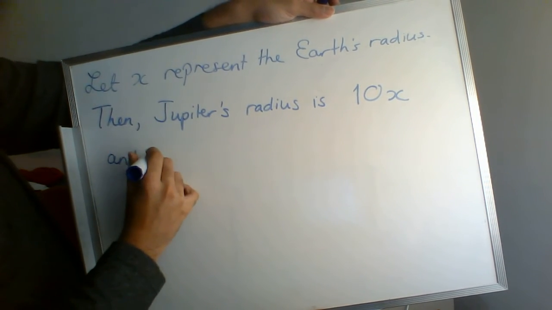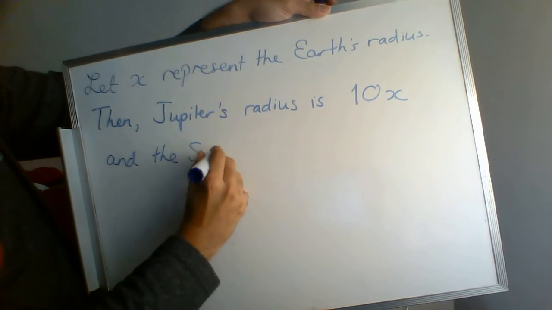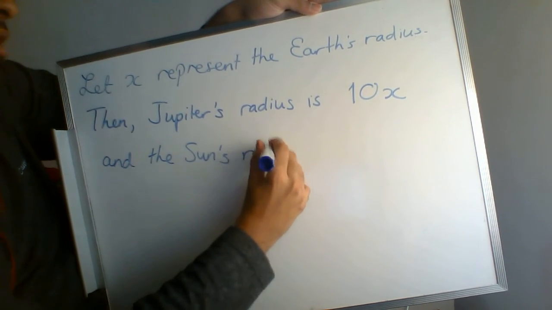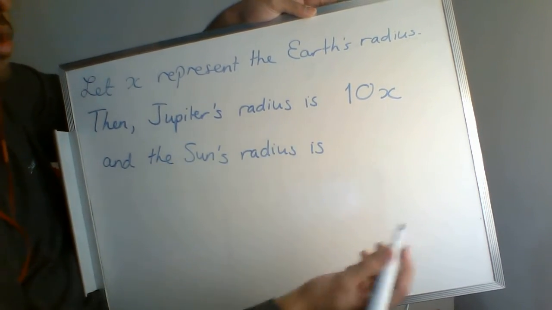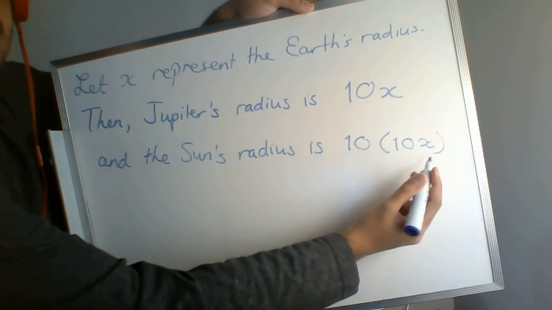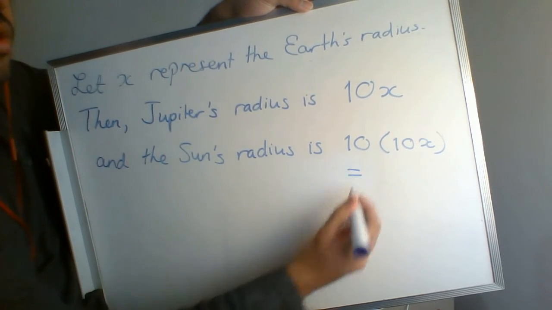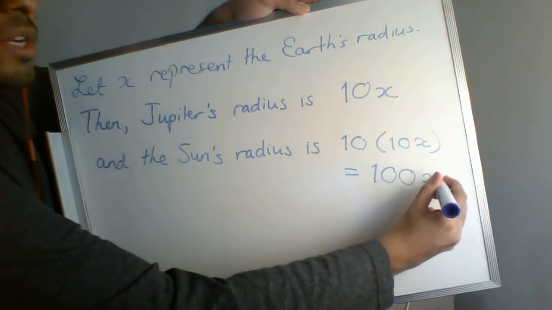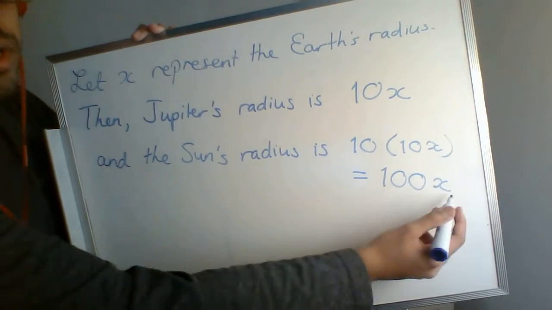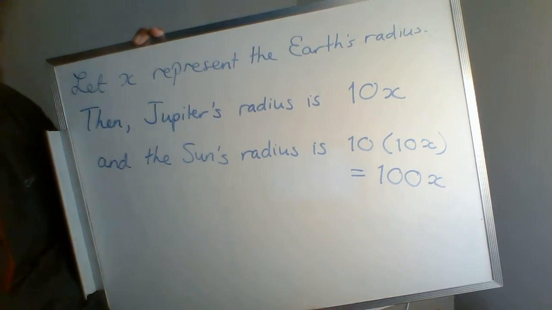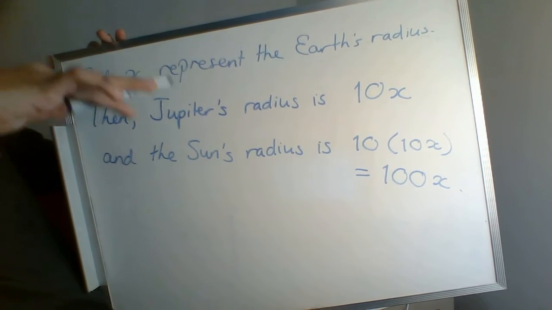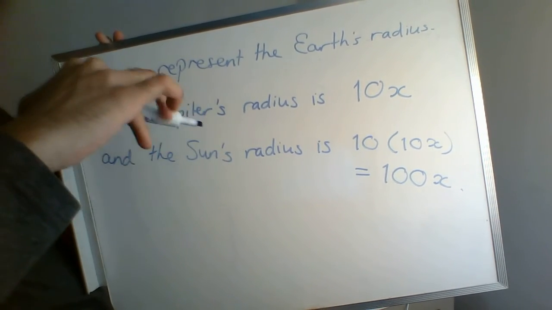And similarly, we know the Sun is 10 times bigger than Jupiter, really just going across. So the Sun's radius is going to be 10 times bigger than Jupiter's. So that's going to be 10 times 10x, right? The 10x there is Jupiter's radius, and the Sun is 10 times bigger than that. So that's going to be 100x, right? That's just 10 times 10 times x. 10 times 10 is 100. 100 times x, we don't need to put the multiplication sign, and we get that. So we've got that x is the Earth's radius, Jupiter's radius is 10x, and the Sun's radius is 100x.